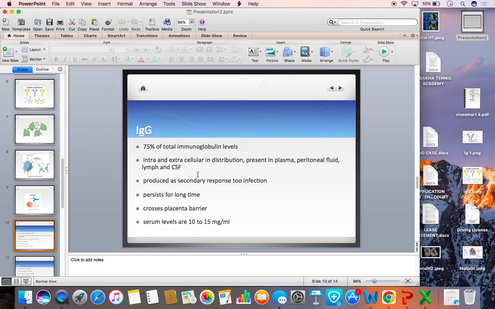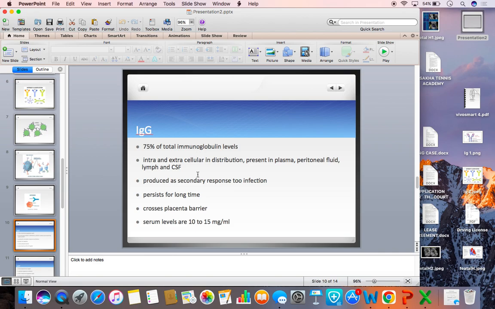So let us go over the features of each immunoglobulin. IgG is the important immunoglobulin, amounting to 75% of the total immunoglobulin levels. So the level of immunoglobulin G is estimated at around 10 to 15 milligrams per ml. This is the largest immunoglobulin circulating in the body. It is there in the intracellular and extracellular compartments, present in plasma, peritoneal fluid, lymph, and cerebrospinal fluid.